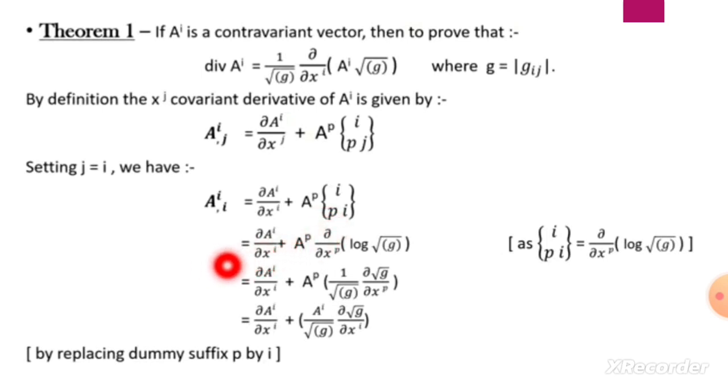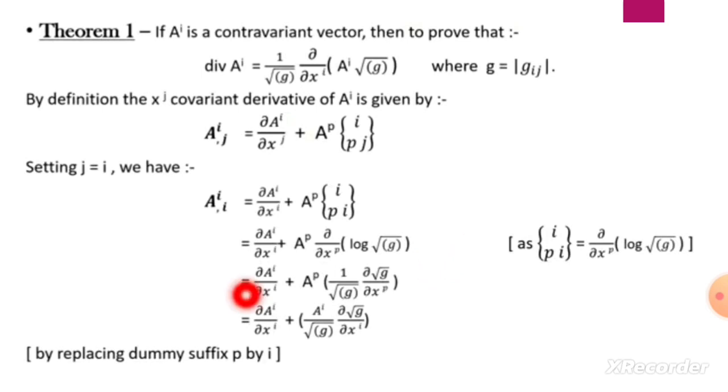Now, del a to the power I upon del x to the power I plus a to the power p, we can write the value of the bracket as del upon del x to the power p of log under root g. So putting this in this equation, we get del a to the power I upon del x to the power I plus a to the power p del upon del xp in bracket log under root g. Now we get del a to the power I upon del x to the power I plus a to the power p in bracket 1 upon under root g del under root g upon del x to the power p. Here we have differentiated log under root g, so we get the value of this derivative as 1 upon under root g, and then this derivative will be applied on under root g.